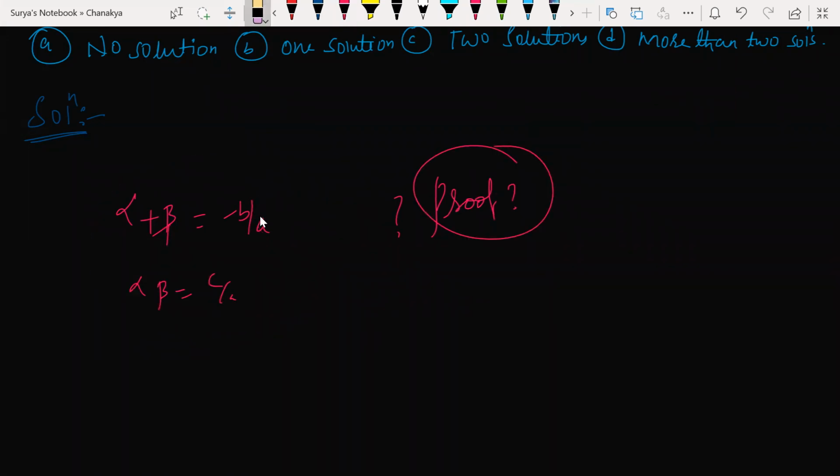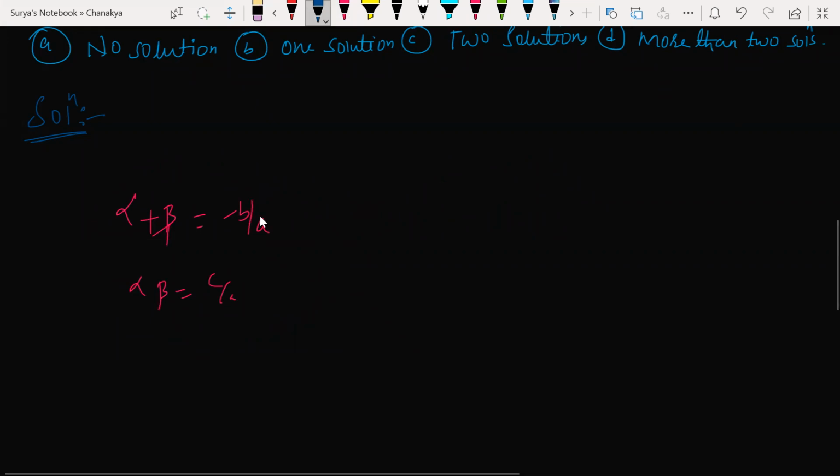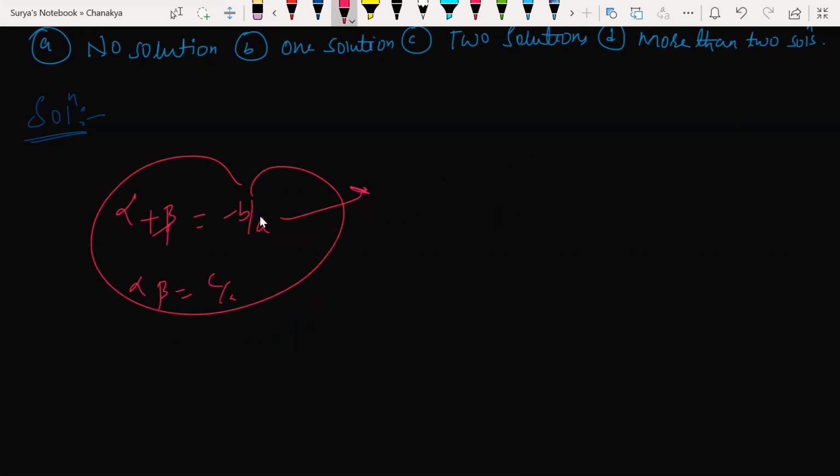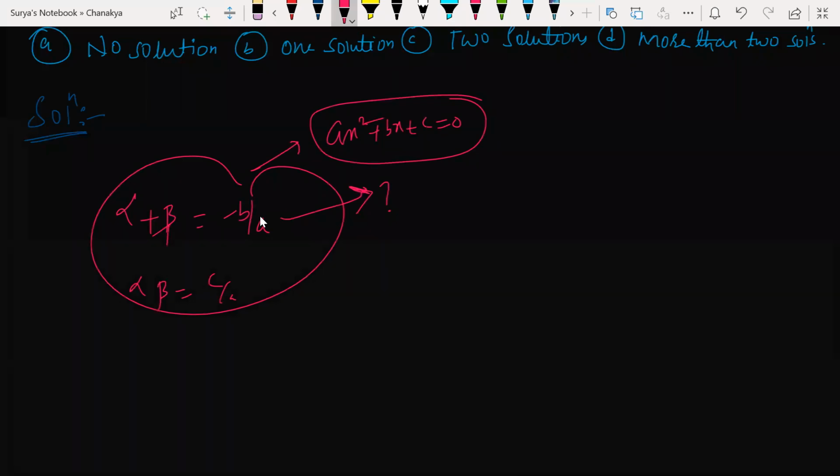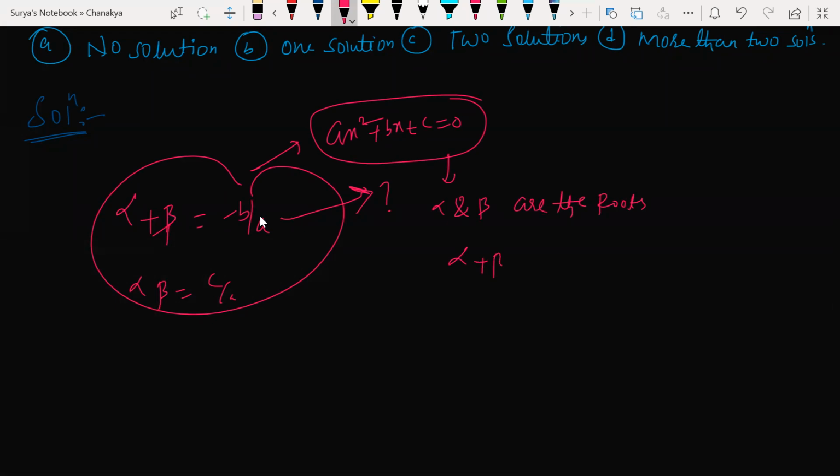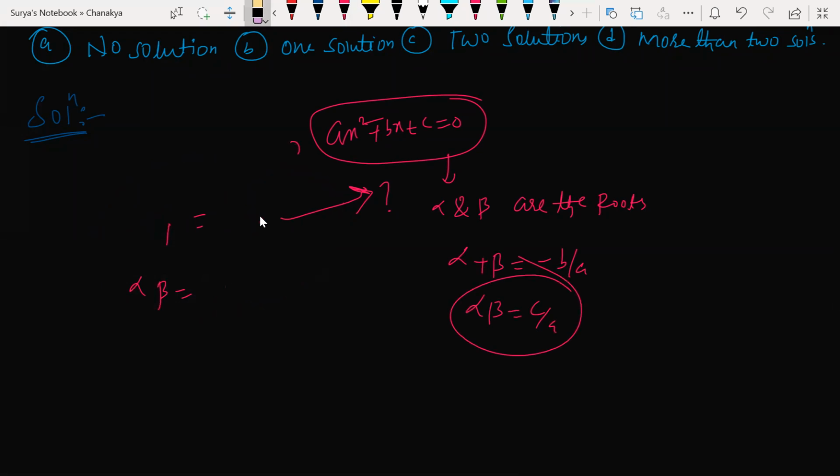Anyone of you can derive this? Very simple, guys. Let me take ax square plus bx plus c is equal to 0. That is my quadratic equation, right? And alpha and beta are the roots. Then alpha plus beta is equal to minus b by a, and alpha beta is equal to c by a. So I'm asking you to prove this.